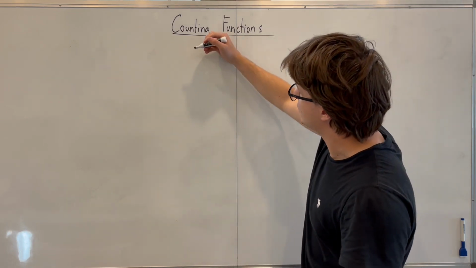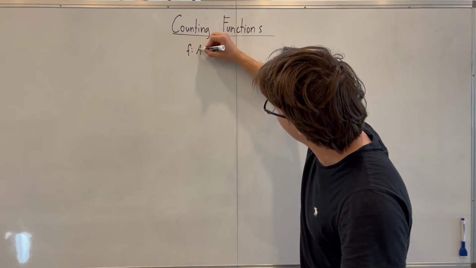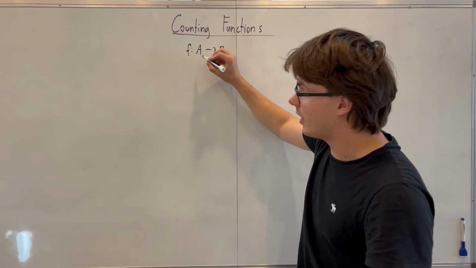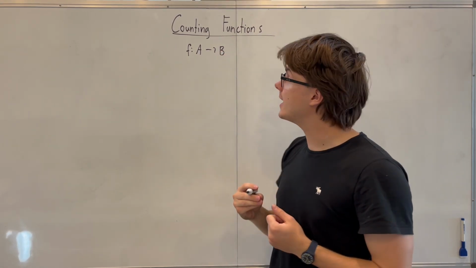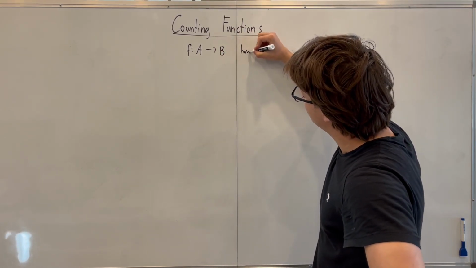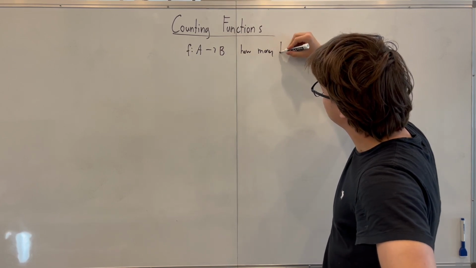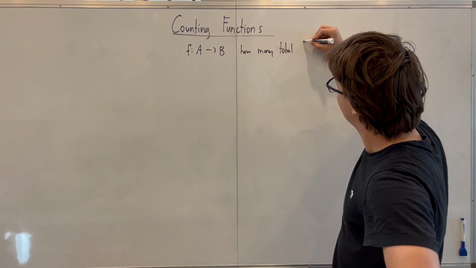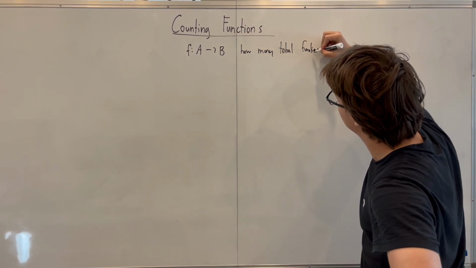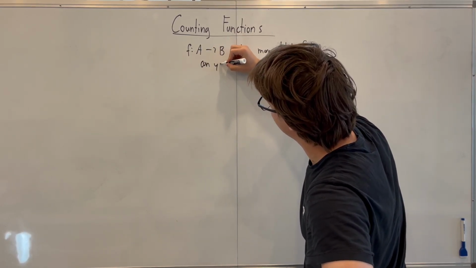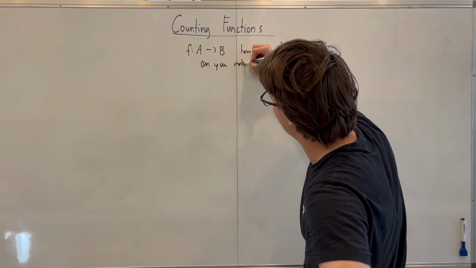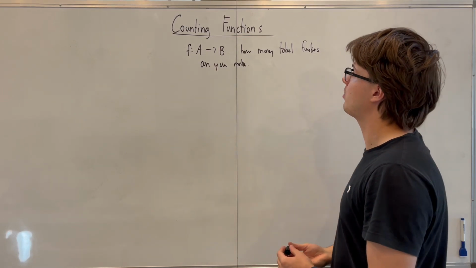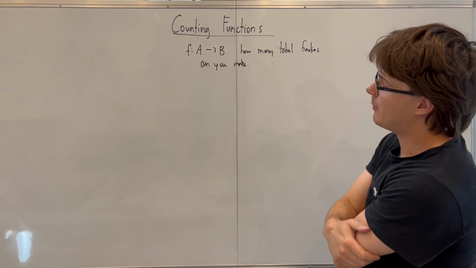If we have a function from A to B, where A and B are finite sets, how many total functions can you make? Or how many total functions are there possible? So how are we going to come up with this answer?